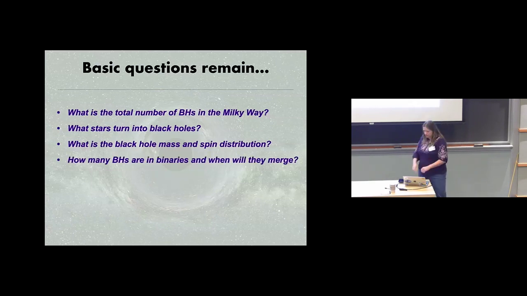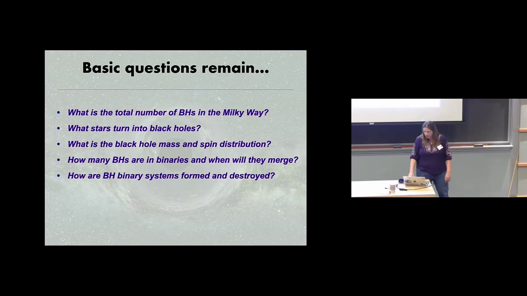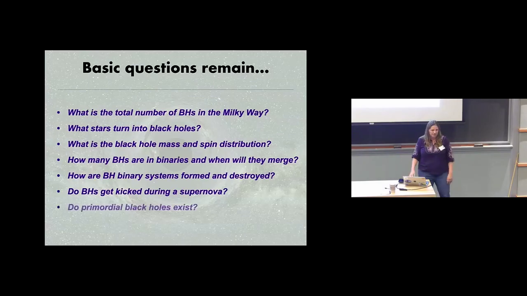How many black holes are in binaries, and when will they merge? Of course, that's very interesting for connecting all of the populations we can probe in the Milky Way to those we can probe in other galaxies with gravitational waves. And how many are in these binary systems, how are they formed and destroyed? That's that big messy picture we saw before. Do black holes get kicked when they have a supernova, or even more importantly, do they have a supernova? Unclear these days. And I won't talk about primordial black holes at all, but I mention it here because microlensing and gravitational lensing have a means of probing that too.